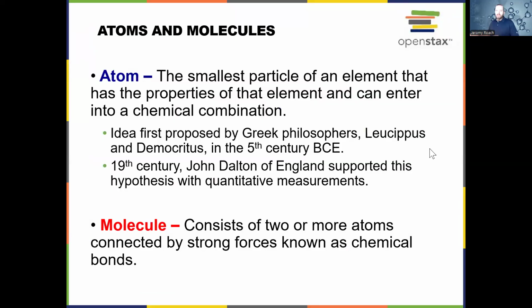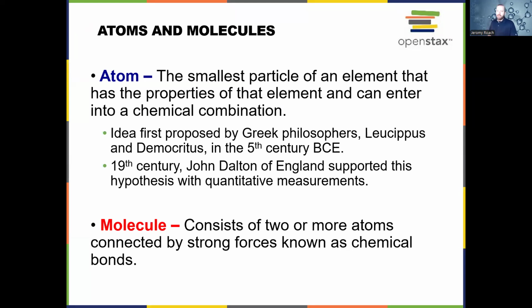So atoms are the smallest particle of an element, and they have the properties of the element, and they can enter into a chemical combination. So an atom is the smallest single piece of an element. It was first proposed by Greek philosophers and Democritus in the 5th century BCE. Much later in the 19th century, John Dalton supported his hypothesis by measurements and determining what atoms are.